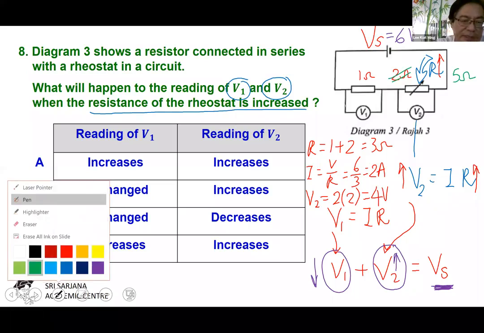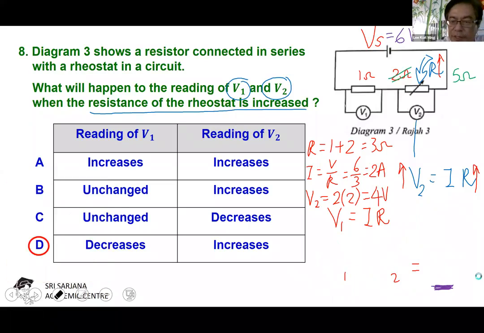Probably I will erase the one at the bottom, so that I have extra space. All right, so I'm going to calculate another set, starting with resistance. Since I changed 1 ohm, 2 ohm to 5 ohm, I'm going to have total resistance. This will be a 5, and I will get a total 6 ohm.